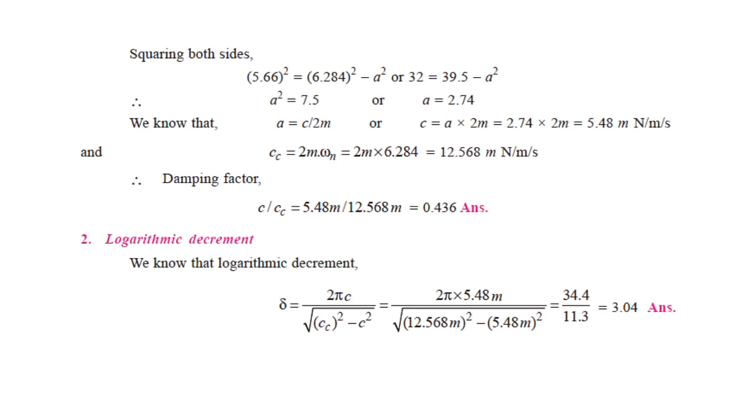Now next is asked logarithmic decrement. We know the formula for logarithmic decrement: delta is equal to twice pi c upon square root of cc square minus c square. You know the value of c as well as cc in terms of m, that is mass. Put the values, the mass term will get cancelled, and the remaining answer for logarithmic decrement delta is equal to 3.04. This delta value is a constant, it doesn't have any unit.